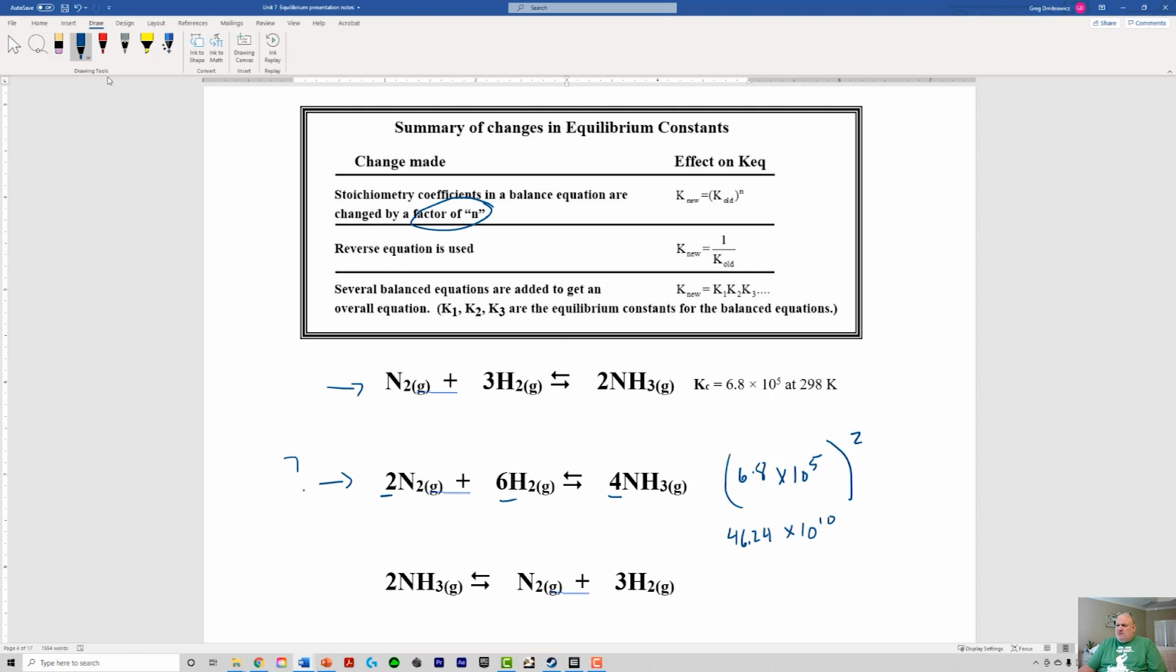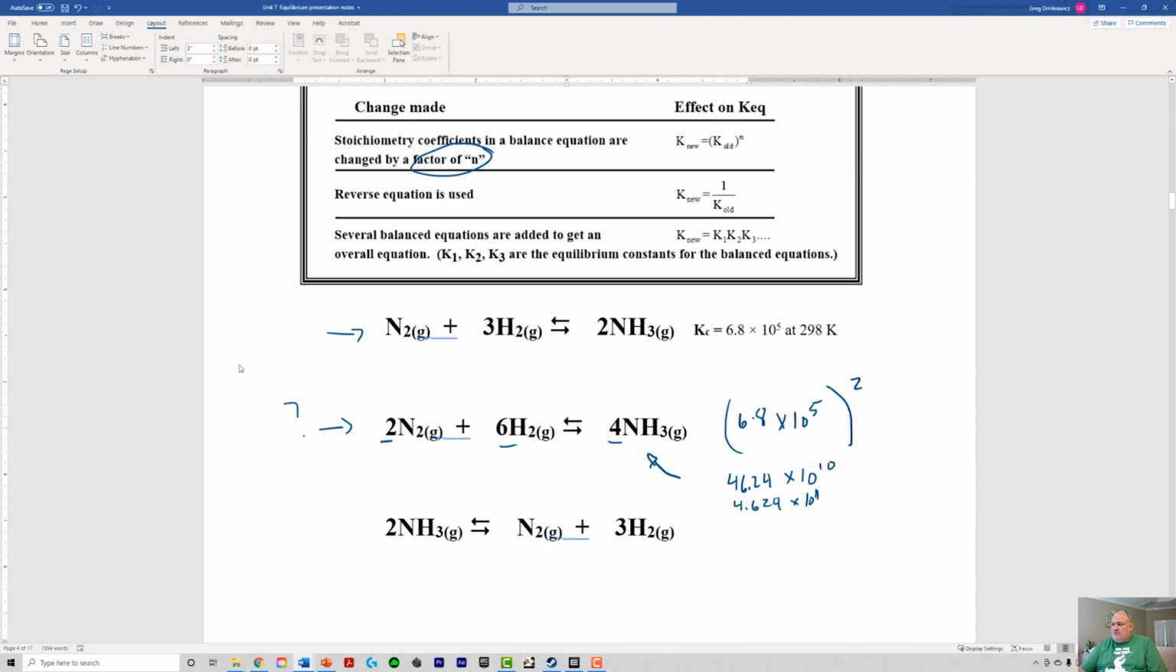This 46.24 times 10 to the 10 would be the new K for this expression, because it's exactly the double of this one. We wouldn't really want to leave it like this, though, would we? Wouldn't we want to write it as 4.624 times 10 to the 11th, and shift it over?